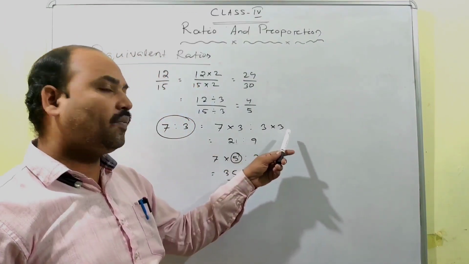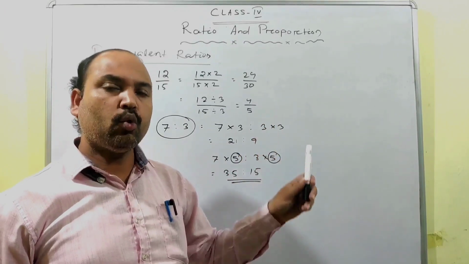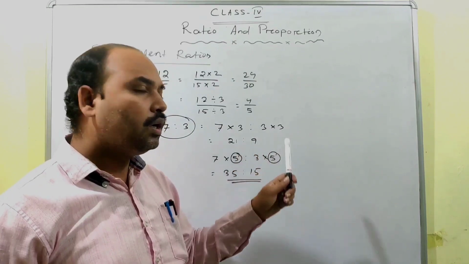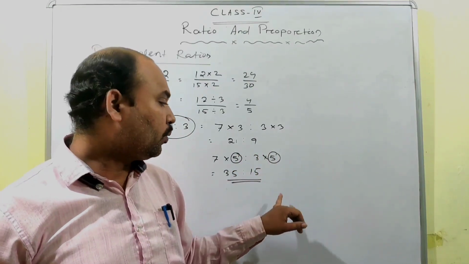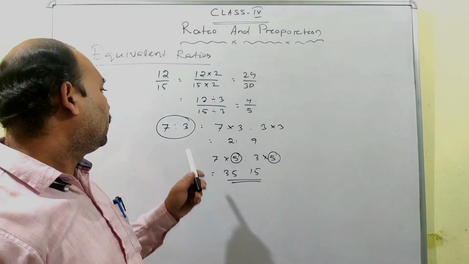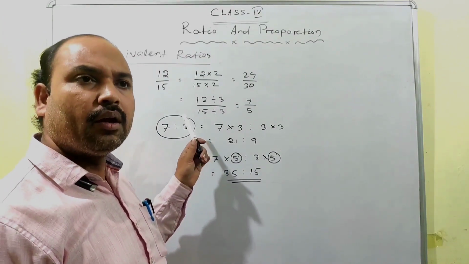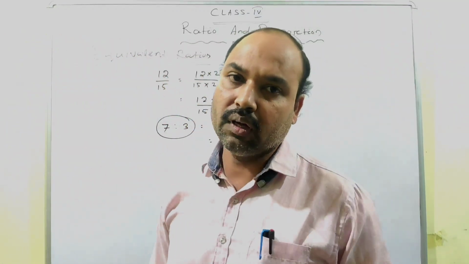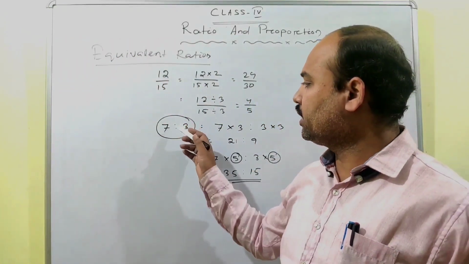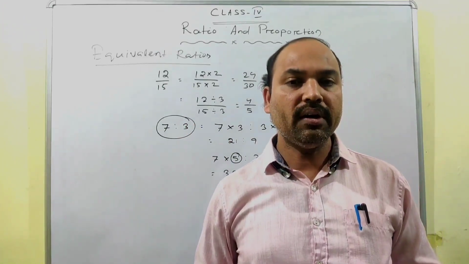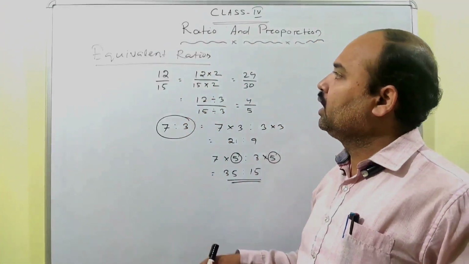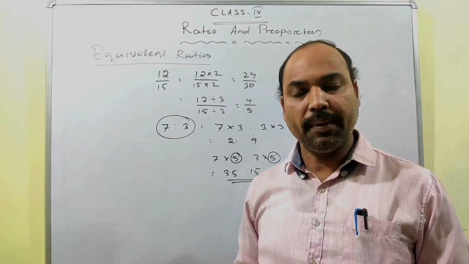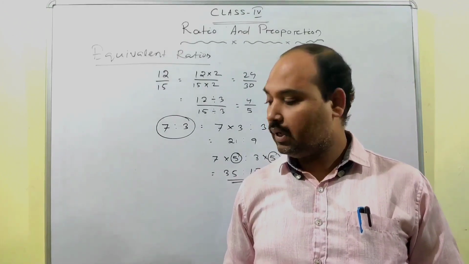So we only have to multiply the same non-zero number with the two terms to find the equivalent ratio. If some number is common to these two terms, then we can divide by this common factor to find the equivalent ratio. So in this way, we will find the equivalent ratio of any given number. Clear?